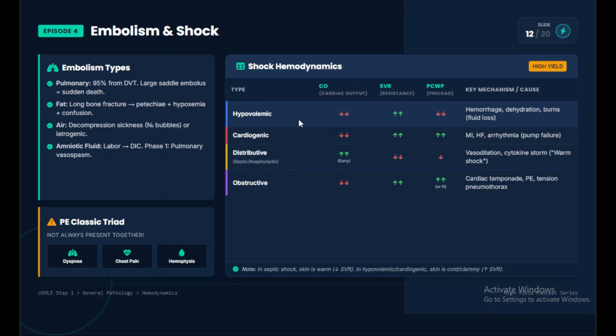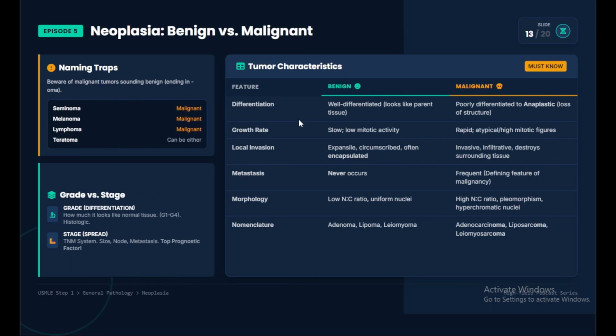So that's it for embolism and shock. Now we're going to talk about something very high yield, which is neoplasia, benign versus malignant. So the ultimate battle of the cells gone rogue in the world of tumors. Not all tumors are created equal. Some are benign and some are malignant. Benign tumors are slow, predictable, and local, whereas the malignant ones are fast, destructive, and deadly.